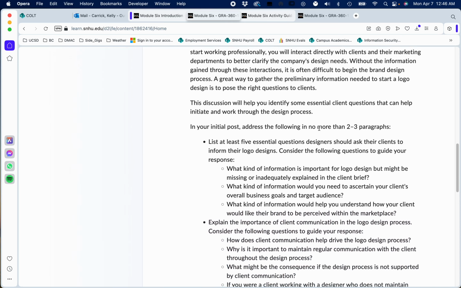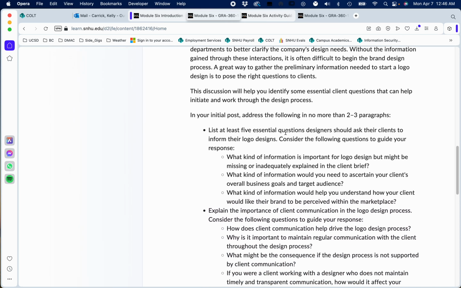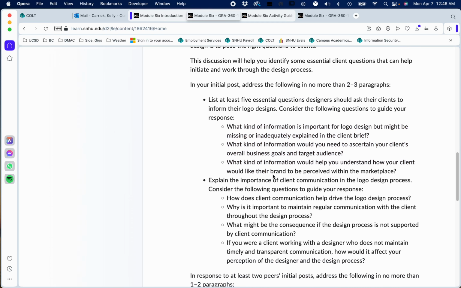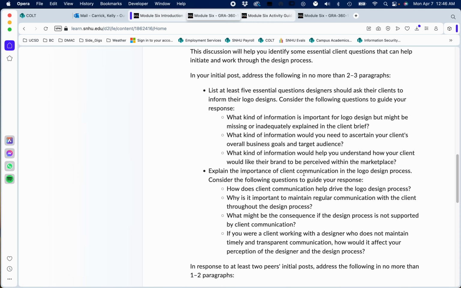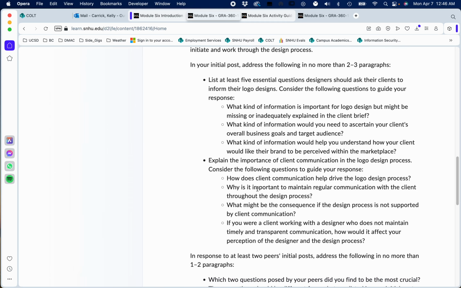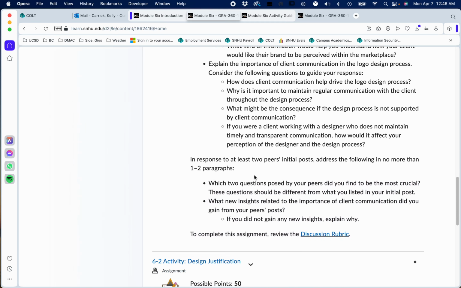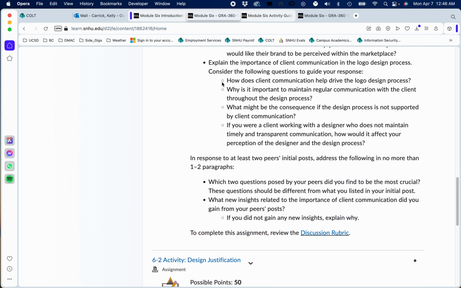So your initial post should have 5 questions that designers should ask their clients to inform their logo designs, and then there's some consideration points here which you can look over, and this can be personal as well. If you're doing any designs already, you might already have a process where you ask questions up front, but it's asking for 5 questions, and then explain the importance of client communication in the logo design process. The considerations are there, and then of course your responses to 2 peers by the end of the week. If you have any questions on that, just check out the rubric. It'll give you the specifics on what I'm looking for grading.